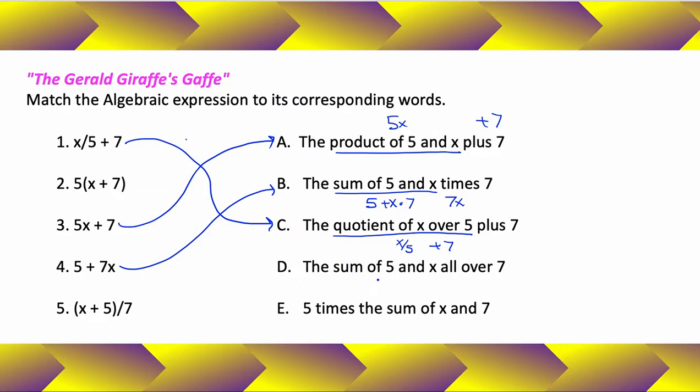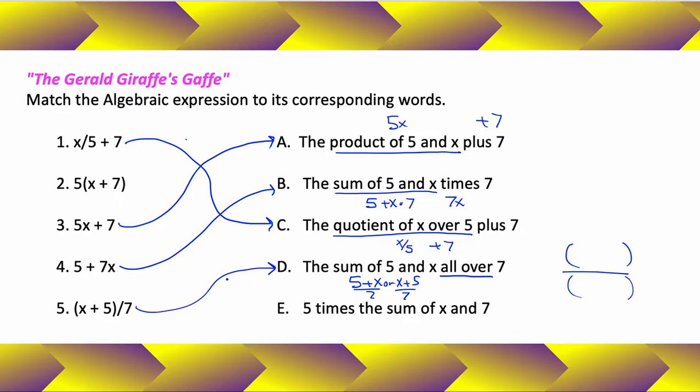Here we go. D, the sum of 5 and x, ooh, big clue, all over 7. All over usually means you have one big extended fraction bar, which means you usually have a group on top and a group on the bottom. So if it's the sum of 5 and x, it's probably going to be a 5 plus an x or an x plus a 5. There we go. We have a 5 plus x, or we're going to have an x plus a 5, and then it's going to be all over 7. So it's going to be one of those two. Let's see here. There she is right there. x plus 5 all over 7.